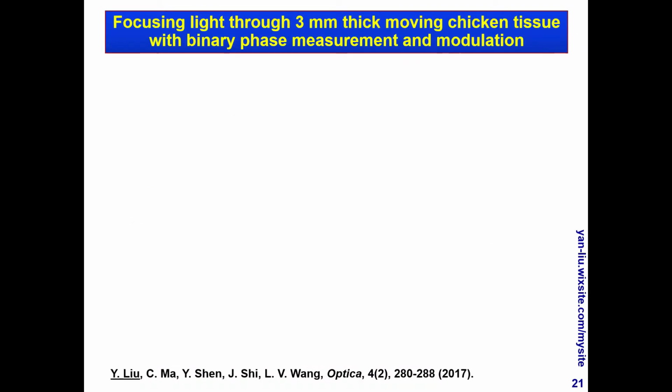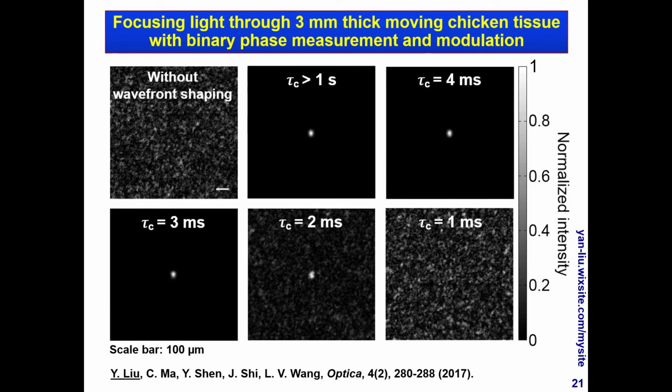Using this binary phase modulation, measurement and modulation scheme and an optimized system, we achieve the fastest digital wavefront shaping, and we focus light through 3 mm thick moving chicken tissue. Here are the foci we achieved at different speckle correlation times. Even when the speckle correlation time is 2 milliseconds, we can still achieve a focus. As a control, without using wavefront shaping, we cannot see a focus.